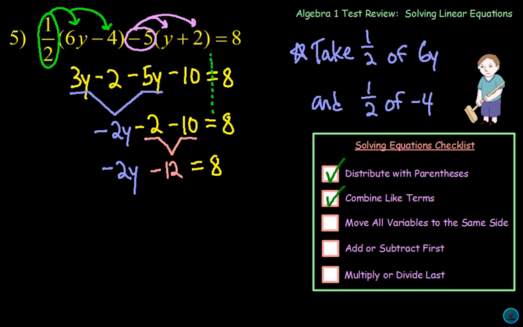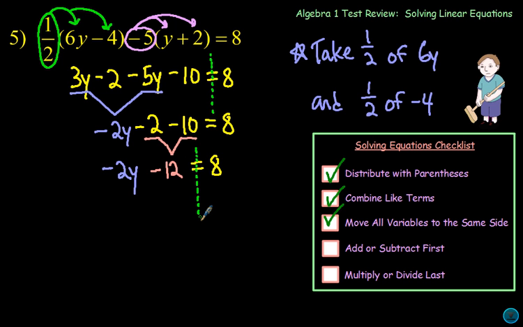And let's check the checklist. Move all variables to the same side. Well, I only see one variable. I just see a y right there. I don't see any other variables, so nothing else I have to do there. Now, let's draw that wall again. We used green last time, so we'll stick with the same color.